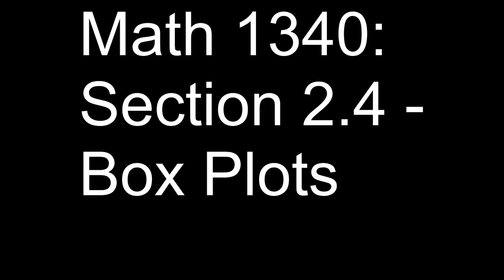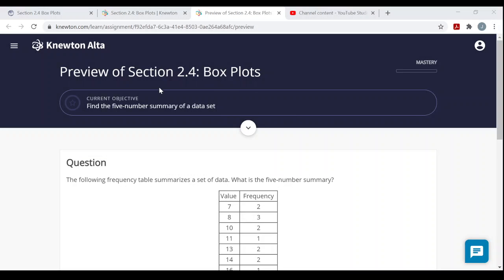So I'm just going to start off right away into the KnewtonAlta homework for section 2.4. So here I am. Again, you're not going to see preview. It'll just be title, section 2.4 box plots, your mastery bar, the objectives, and your progress on these objectives. All right, so the first objective I'm seeing is find the 5-number summary of a data set.